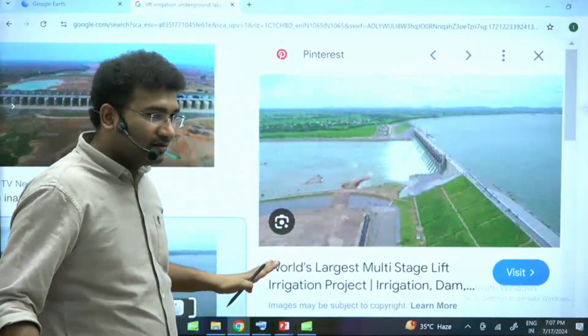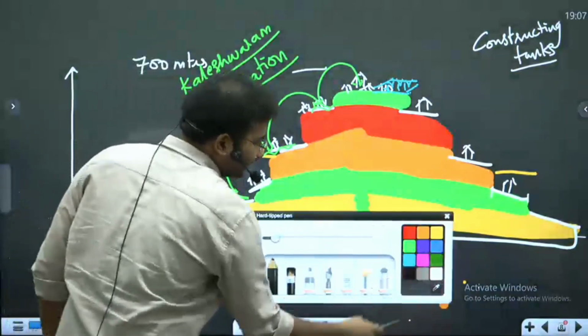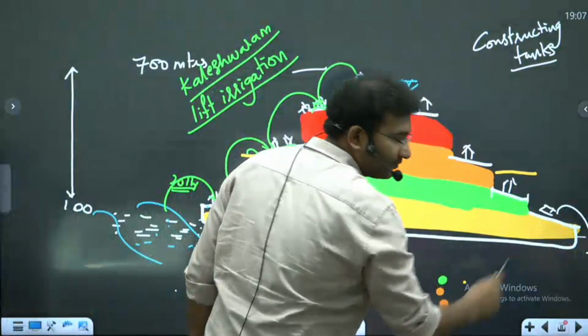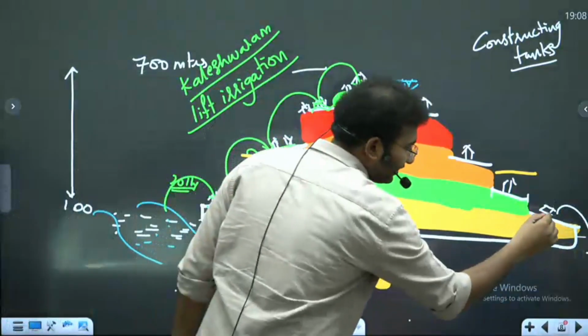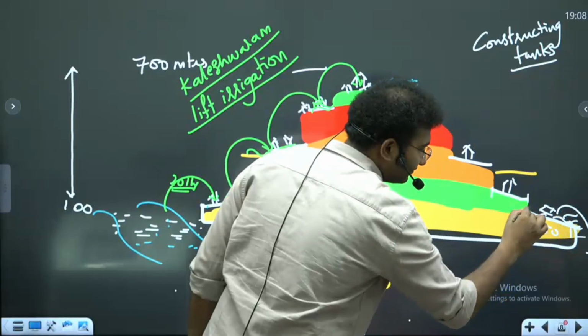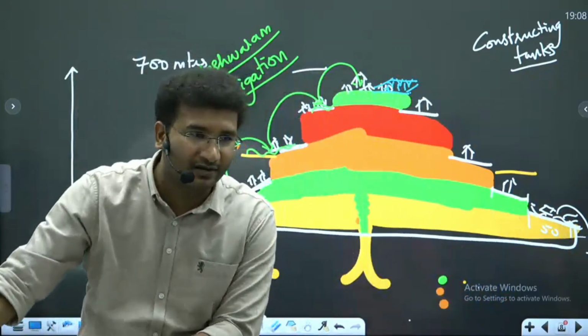Okay? Like this, what they did was, first, the water is pumped to this height. They constructed dams here, stored water. And from here, I told you the length of this is 50 kilometers. They used a canal system. And through canals, they made the water reach every area.